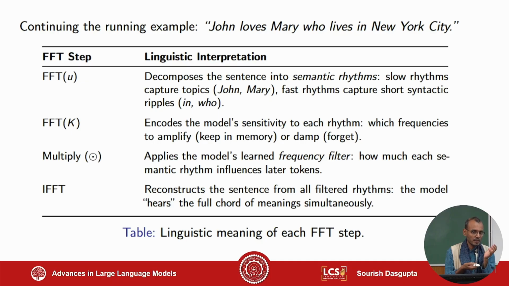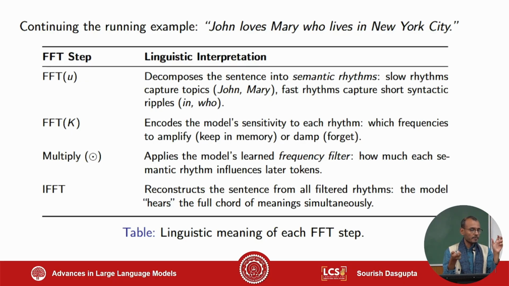FFT of k, what does that mean? It means that it encodes the model's sensitivity to each rhythm, which means it will decide how much amplitude I need to have. For every frequency, you can increase or decrease the amplitude, right? So FFT of k would decide on the amplitude. So there are two knobs: one is the frequency knob and one is the amplitude knob.